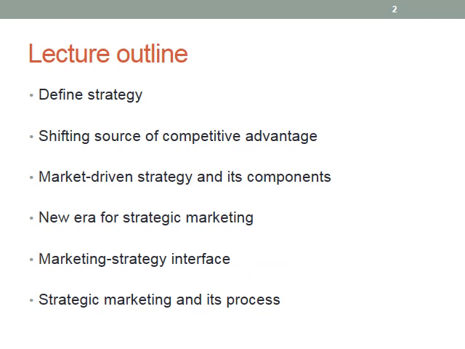Right, this is the outline of today's session. First, we try to define what is meant by strategy, and then we move on to explain the shifting source of competitive advantage, how the competitive advantage sources have changed in the recent past, then market-driven strategy and its components. Fourth one, new era for strategic marketing. Basically how business environmental dynamics are changing and how those dynamics are influencing the organization. Marketing and the strategy interface, how these two components are combined together. Last one, strategic marketing and its process, which is the final one where we try to explain what is meant by strategic marketing by looking at its process.